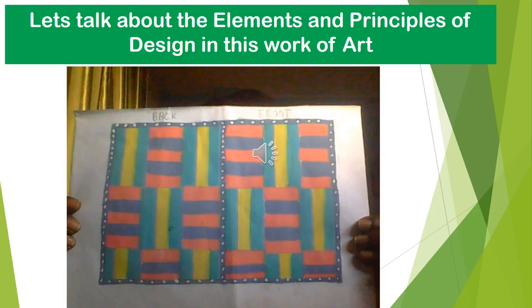And I also use what? Unity. You can see that the rectangles have been put together with the color, and they are all giving some sense of unity in the artwork. There is balance, there is movement, and there is what? Unity in this particular artwork. So when you look at it, these are the principles and the elements of design that I used to achieve this beautiful design. All right, let's quickly move to the next slide.